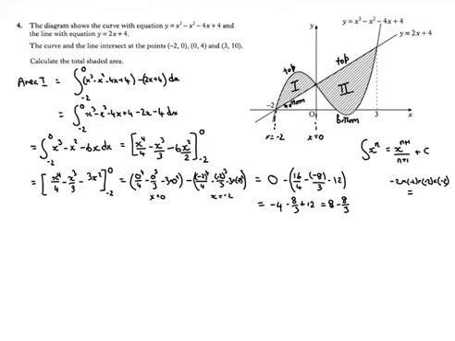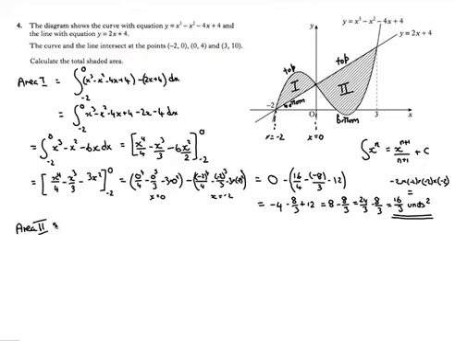Now how many thirds is 8? 24 thirds. So we have 24 thirds minus 8 thirds. So 24 of them minus 8 of them would end up as 16 thirds. So we have 16 thirds. And that does give us the area 1. So area 1 is equal to 16 over 3 units squared. Let's move on now to area 2.